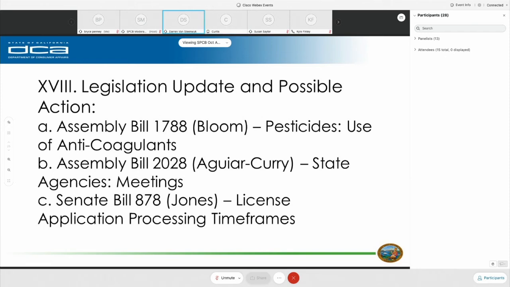No problem. Okay, so talking about AB 1788, the bill was signed by the governor late September, and now we're just waiting for DPR to give specific instruction as to how they're going to be enforcing it in the field.